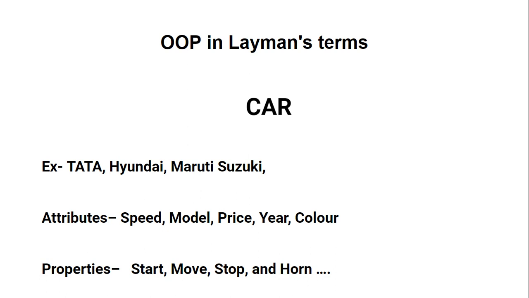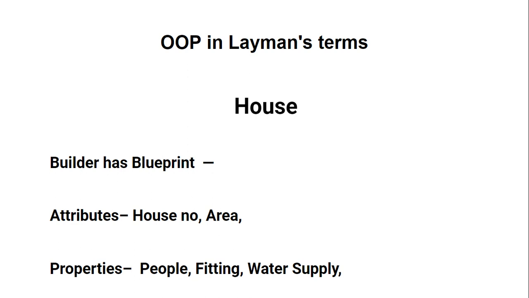Let's take one more example to understand this whole scenario, again in layman's terms. Let's take the example of a house. We will go through the definition, and then you will understand this concept more. So let's take the example of a house. There are multiple builders, and we know builders have a blueprint for a house. A house has some properties and attributes, basically.